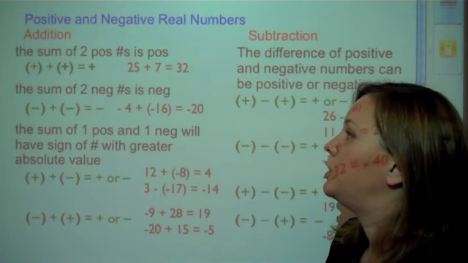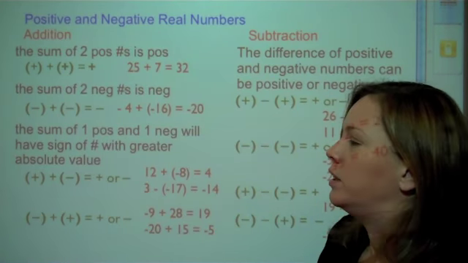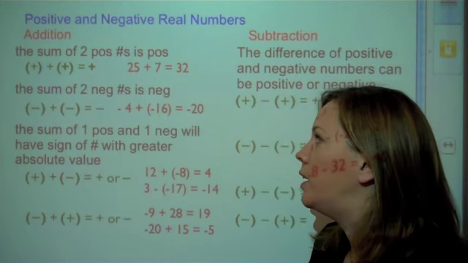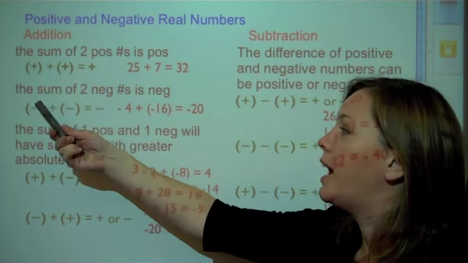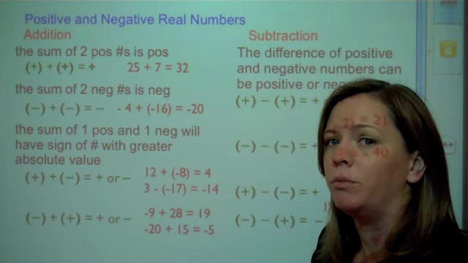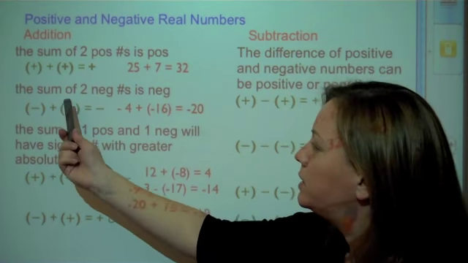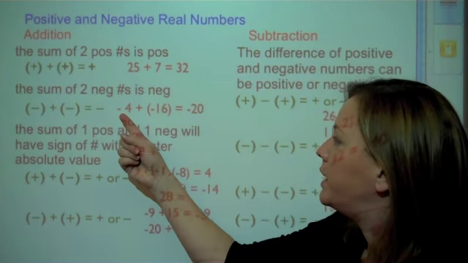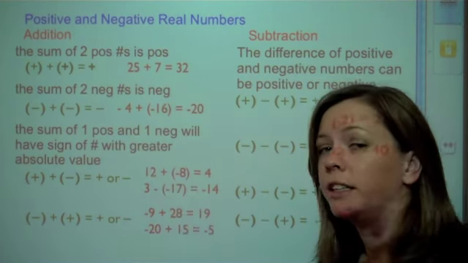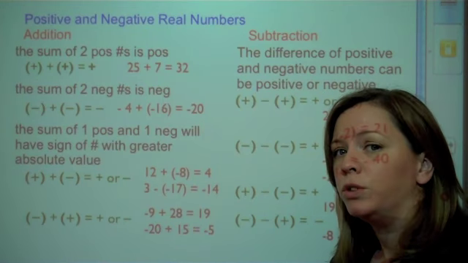Addition, subtraction, multiplication. Addition. If you're adding two positive numbers, the sum is always positive. If you're adding two negative numbers, the sum is always negative. So a negative plus a negative is a negative. For example, negative 4 plus negative 16 is negative 20.